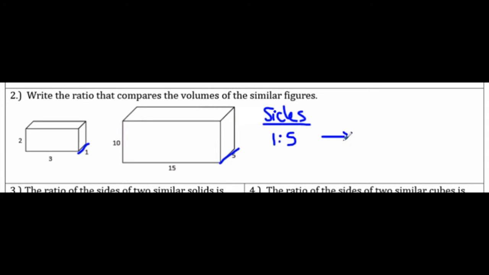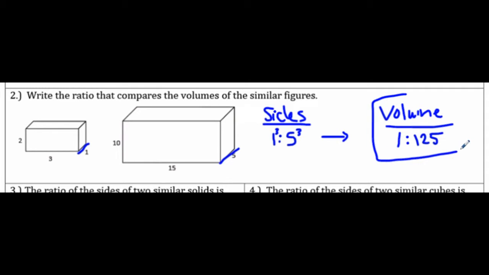Okay, so to get the ratio of the volumes, you just cube the ratio of the sides. So I'm going to cube the 1, cube the 5. 1 to the third power is 1. 5 to the third power, just hit the caret button in the calculator, is 125. So the ratio of the volumes is 1 to 125.